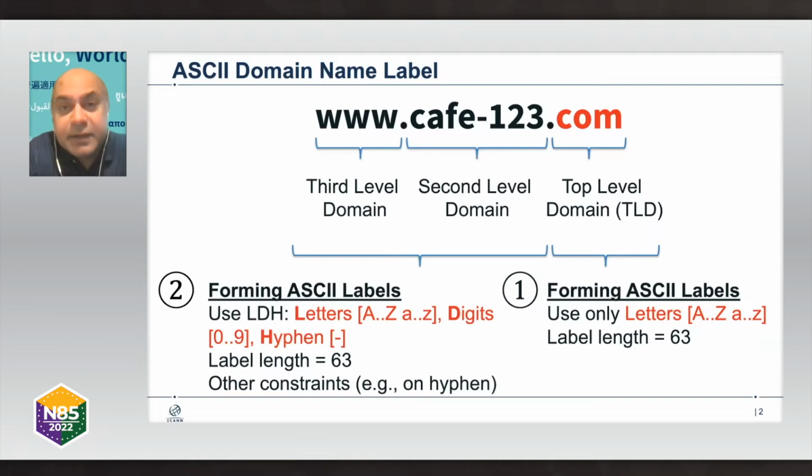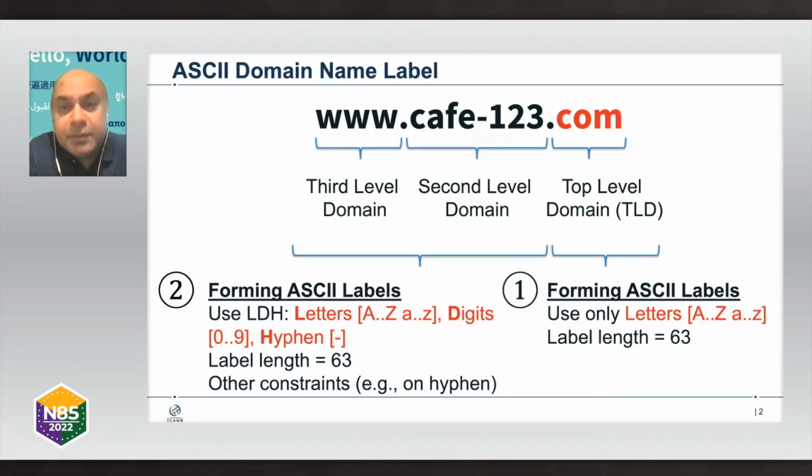Each of these labels has some specific rules which they need to follow for these domain names to be valid. So for second level and third level, for example, the label must be formed by letters A through Z, digits 0 through 9, and hyphen, a combination of these three sets. And the length of a label cannot be more than 63 characters or octets. And then there can be other constraints. So for example, a label cannot start with a hyphen and so on.